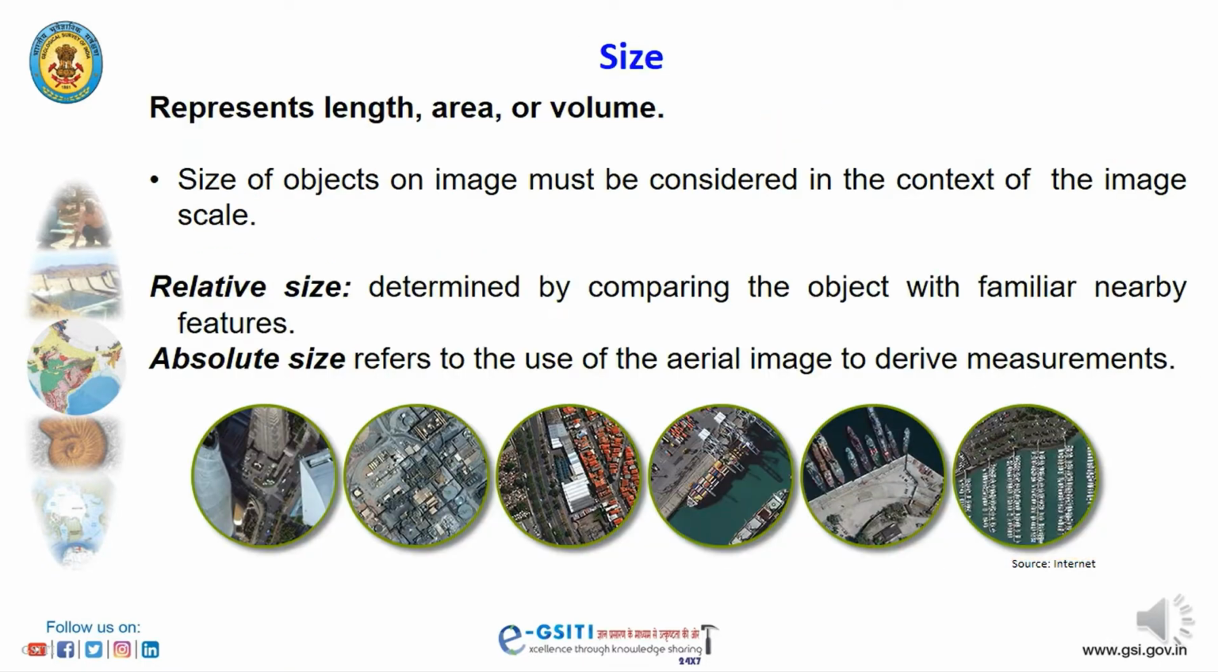Size. It represents the length, area or volume. Size of objects on an image must be considered in the context of image scale. It can be relative size or absolute size. Relative size is determined by comparing the object with familiar nearby features, whereas absolute size refers to use of aerial images to derive measurements. It is widely applicable in urban planning or mapping of cities.